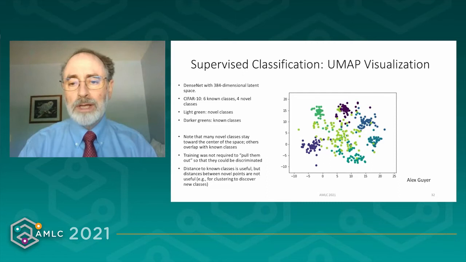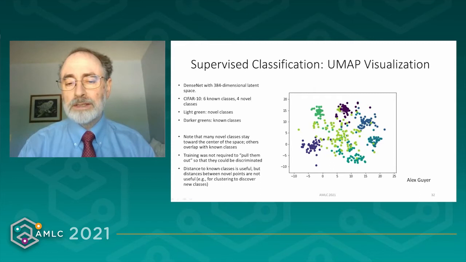And we can see that each of the 6 known classes has formed a pretty nice cluster. Maybe it's a little spread out in some cases. But the unfortunate thing is that the 4 unknown classes have not formed any recognizable cluster structure. Instead, they're still mostly occupying the center of the space, although some of them have been pulled out and must be confused with points that belong to these classes.